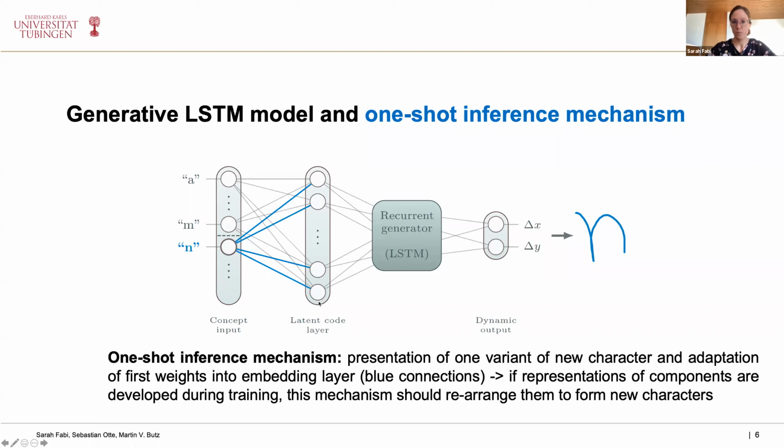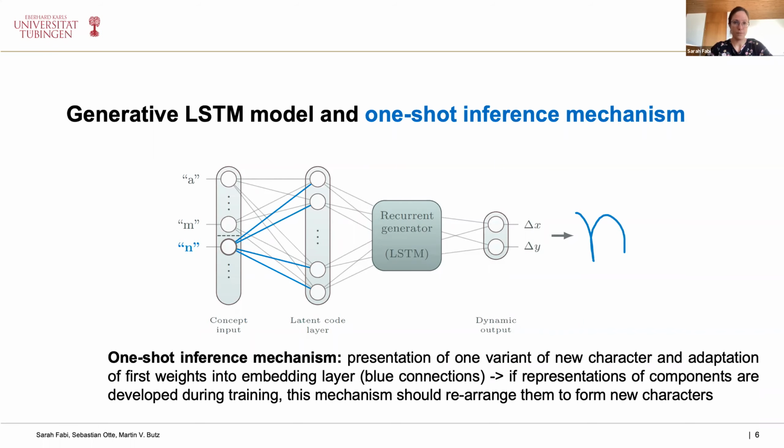And this is because we thought that if the network is really able to extract components during the training on A to M, they should be represented in the LSTM layer probably. And then with an adaptation of the first weights into the first embedding layer, the network might be able to rearrange those components that it had extracted during A to M when it's confronted with an N, for example. So for the one-shot tasks, that was our thought behind it. And this is how we trained it.